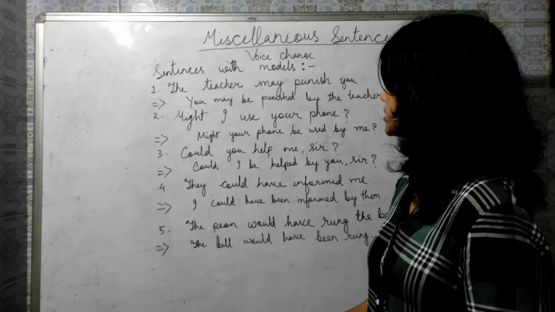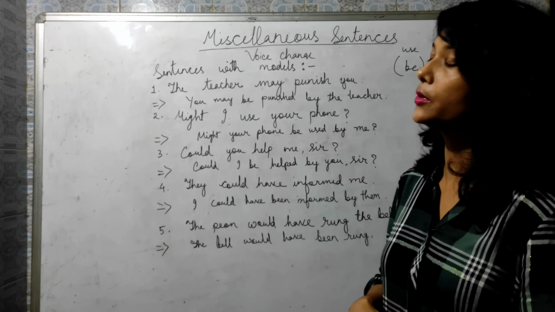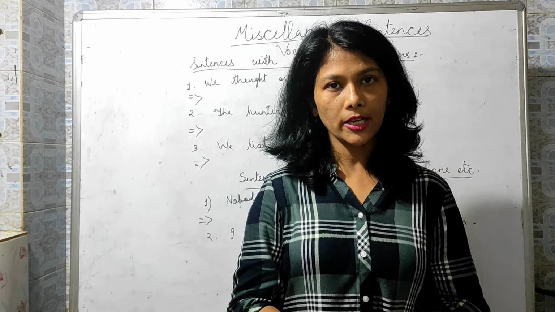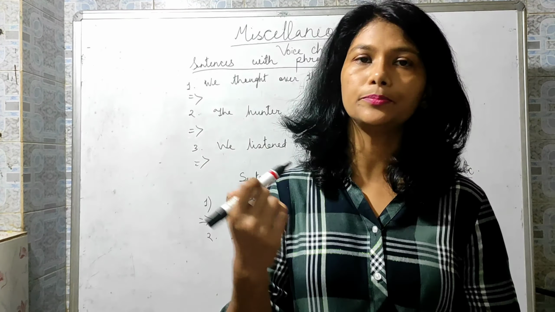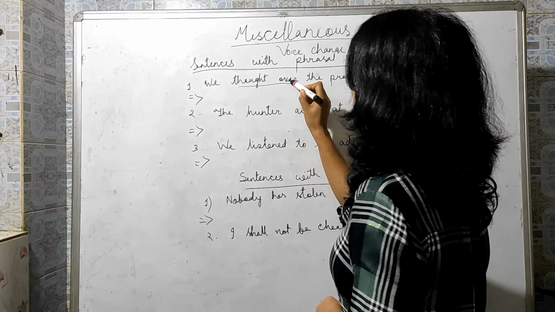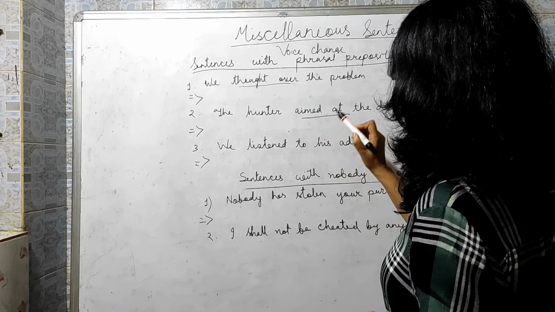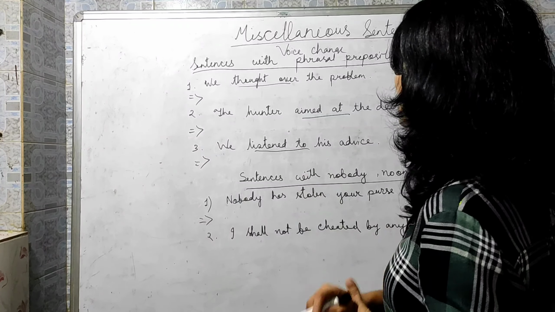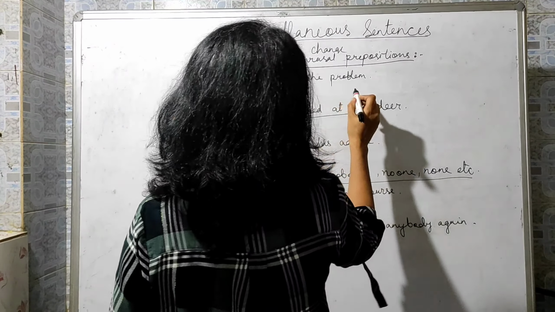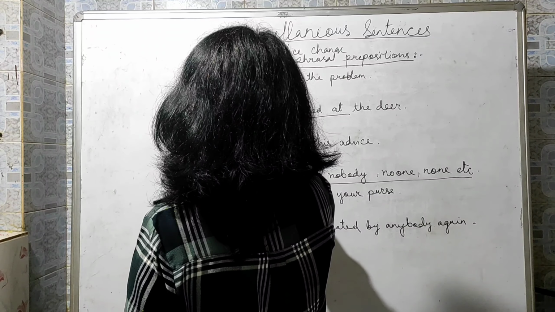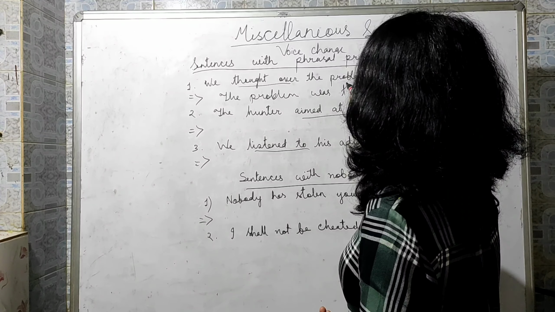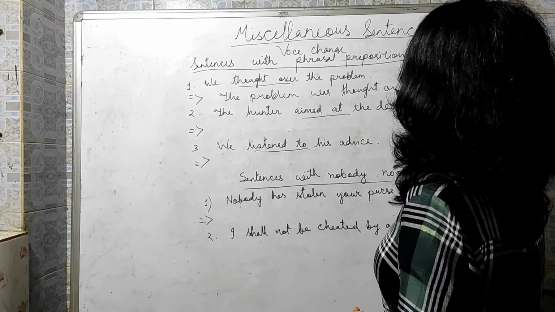So now let's go to sentences with prepositional phrases in miscellaneous sentences. We have come to the last part now. So, sentences with phrasal prepositions. "We thought over." Thought over is a phrasal preposition. Aimed at, phrasal preposition. Listen to, phrasal preposition. So, phrasal prepositions do not break, keep them as they are. "We thought over the problem." It is in past tense. The problem was thought over by us.